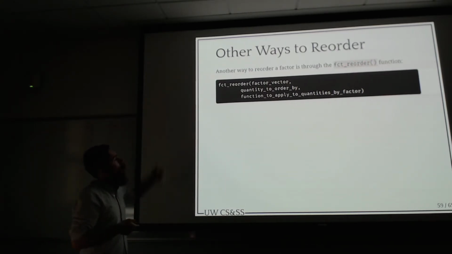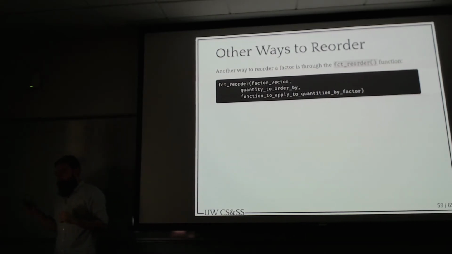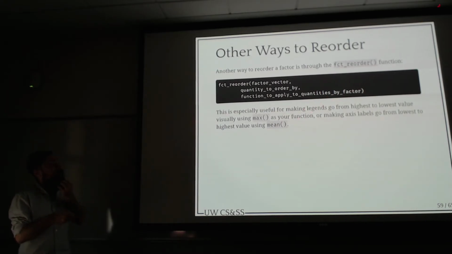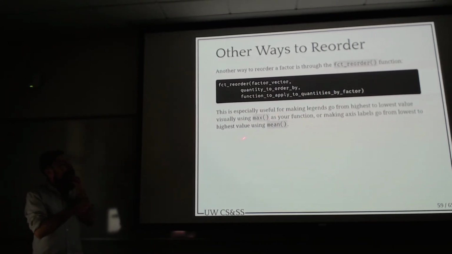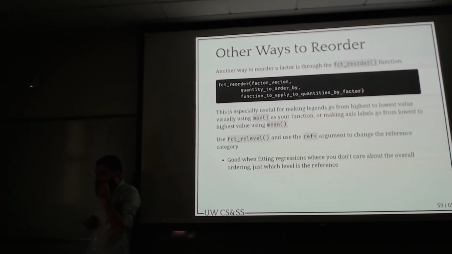FCT reorder, what it does is you have some factor vector that you want to reorganize the levels of, some quantity you want to order it by, and some function you will apply to those quantities to order that factor. So this is useful for doing things like making legends that go from the highest to lowest value by the maximum of something, or making axis labels go from the lowest to highest value using the mean.